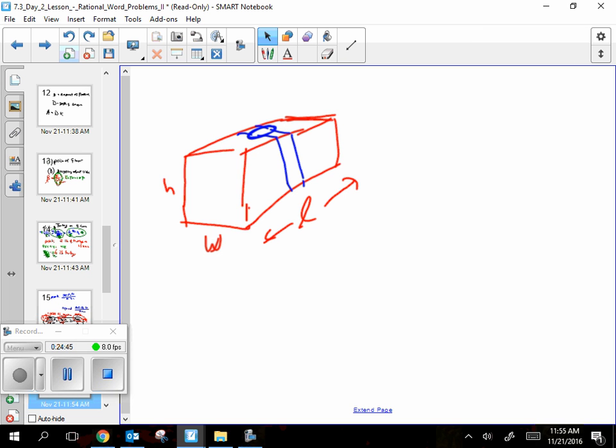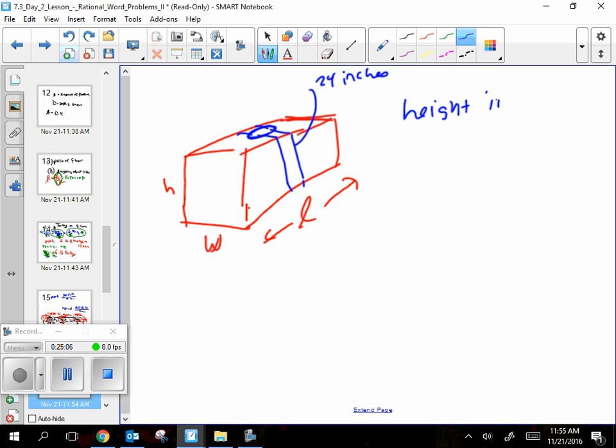Okay, so my question is, if I have this package where the ribbon, the blue part here, is 24 inches, and it goes around the package, I could tell you a few things. The height is twice the width, and the length is 3 times the width.